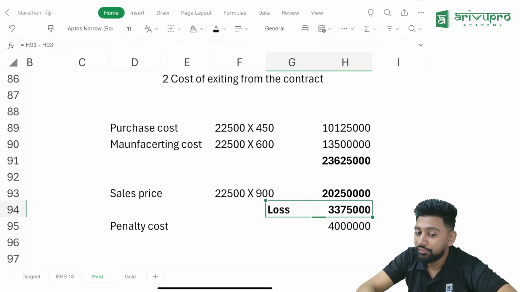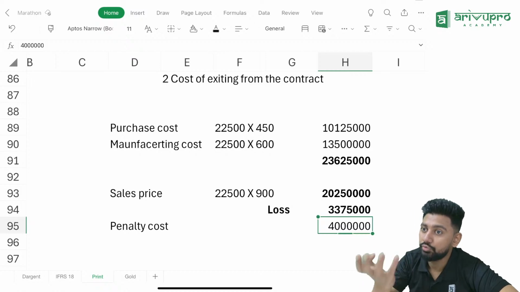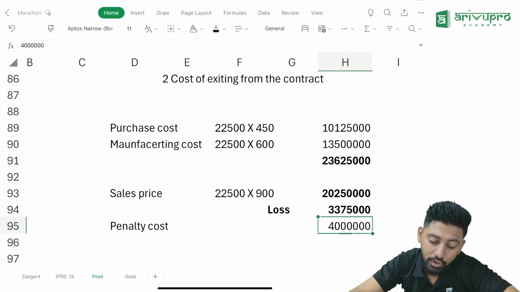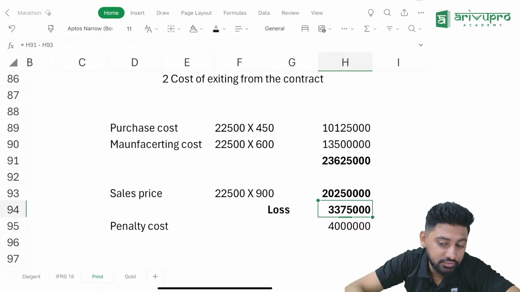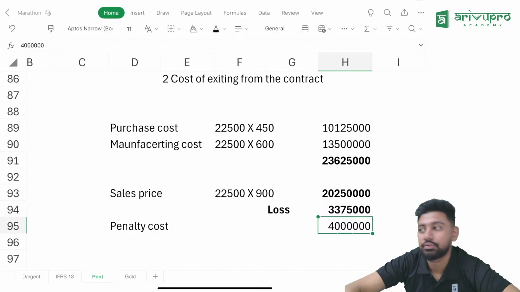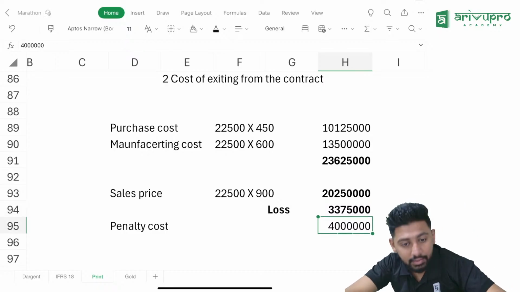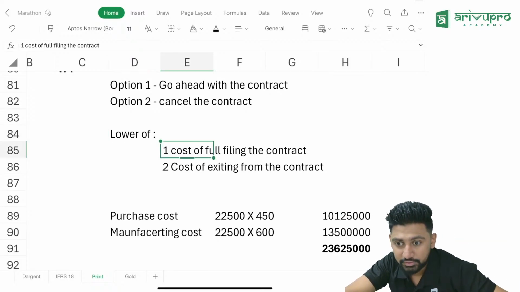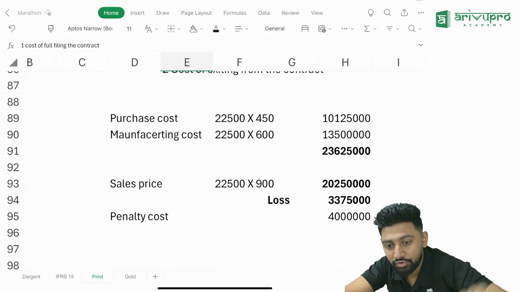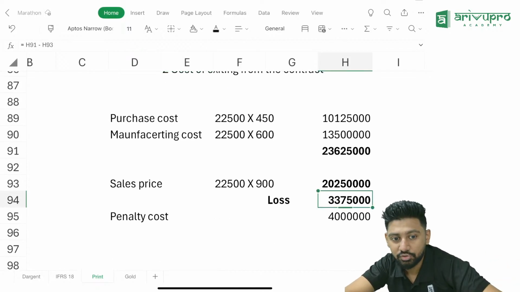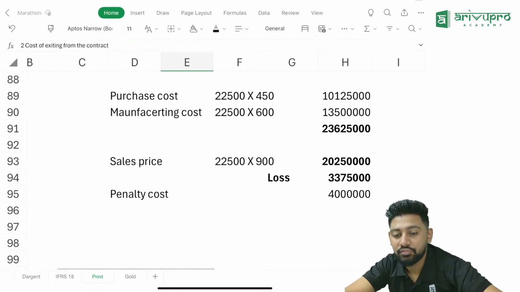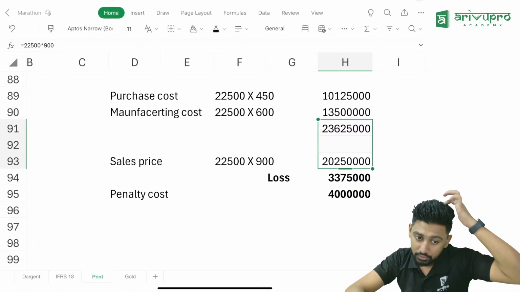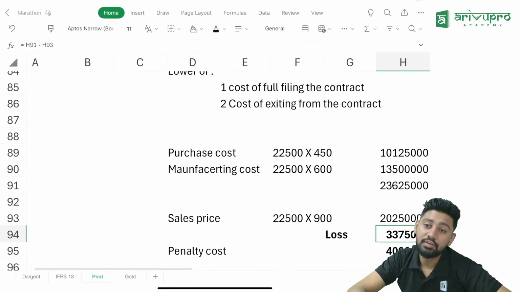3,375,000. But if I choose this option, my cost will be 4 million. Ideally, what will I choose? Will I choose loss 3,375,000 or 4 million as my option? The standard says choose the lower of the cost of fulfilling the contract, if I fulfill, I have a loss of 3,375,000, or the cost of exiting from the contract, which is 4 million. Between both, which is more beneficial for me? The cost of fulfilling the contract is beneficial for me.